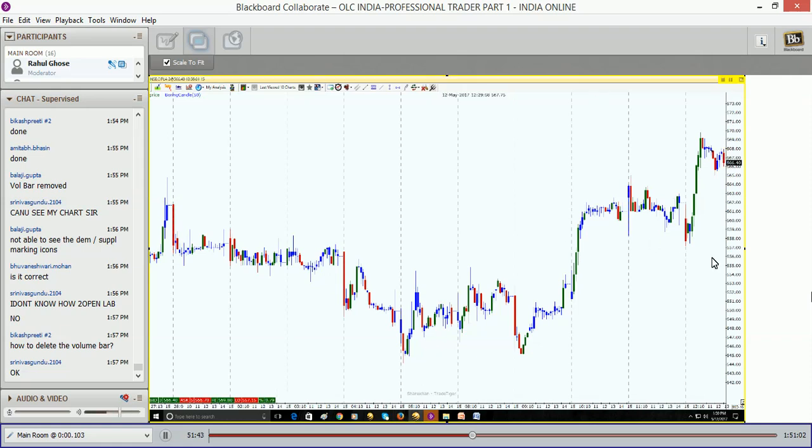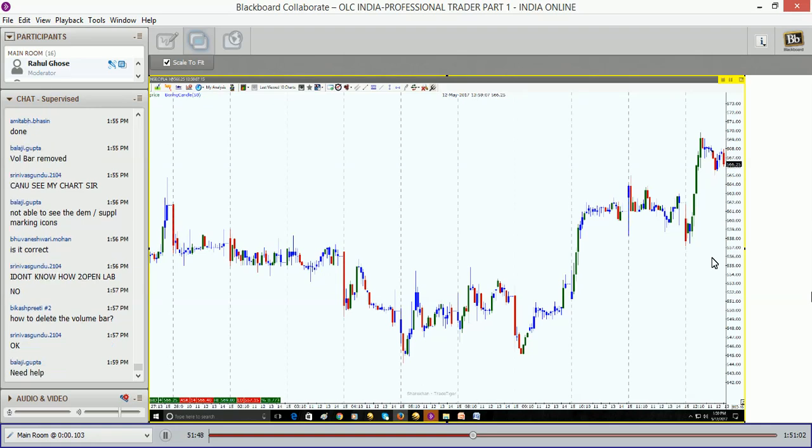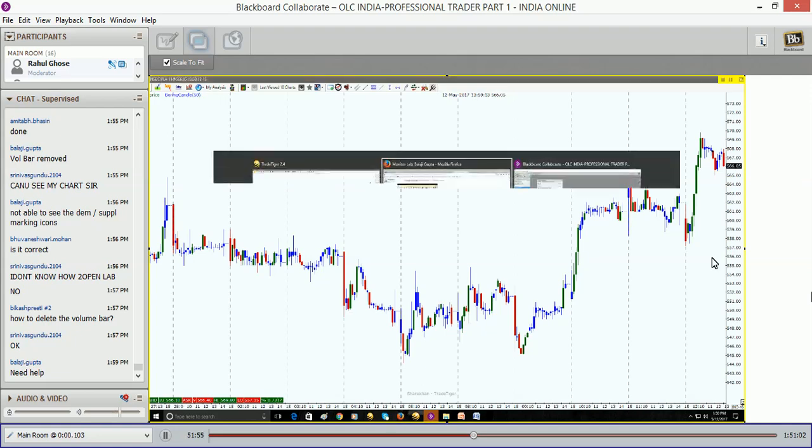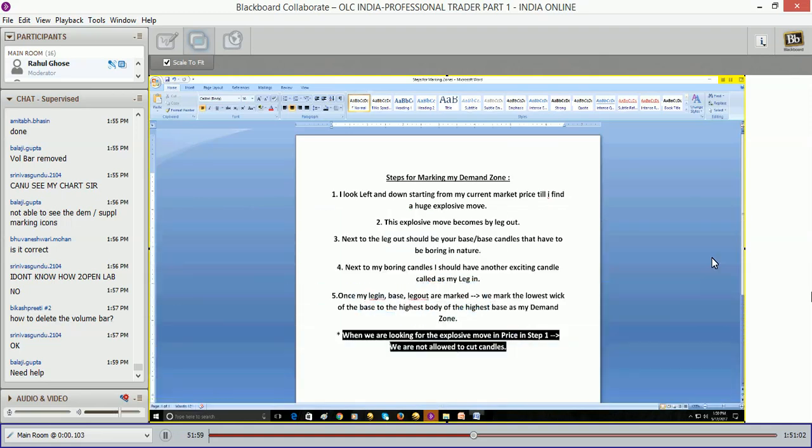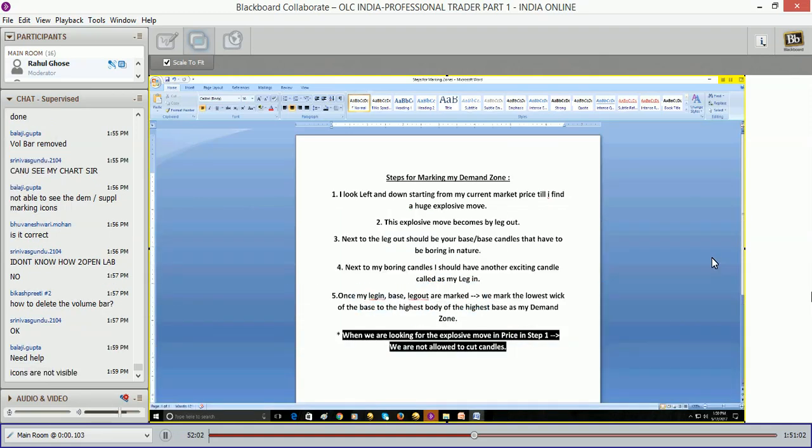Who else is left? Balaji, let's look at yours. Volume bar removed, but you have to mark your zone, no, Balaji? You haven't marked your zone. See, the rules are on my table. Let me show you the rules again. There you go. I've left the rules on the table. I'll give you another 5 minutes. It's okay if the demand supply icons are not visible, then you need to again get in touch with IT, Balaji. But you can mark 2 horizontal lines and call it your zone.